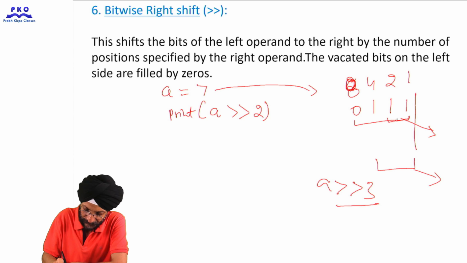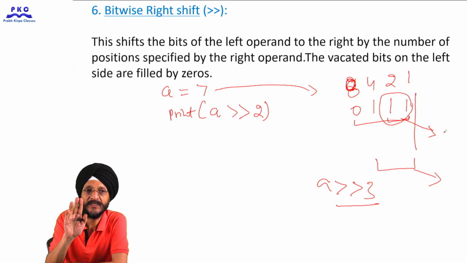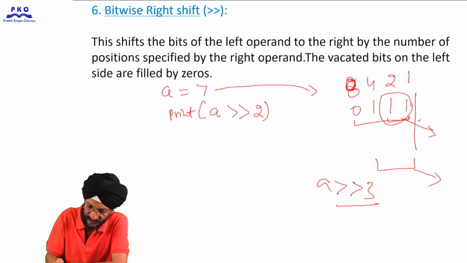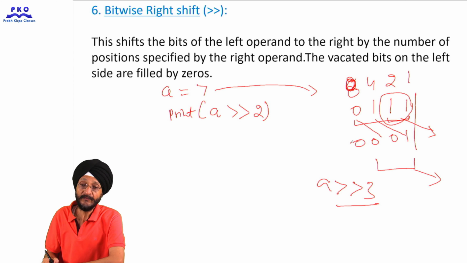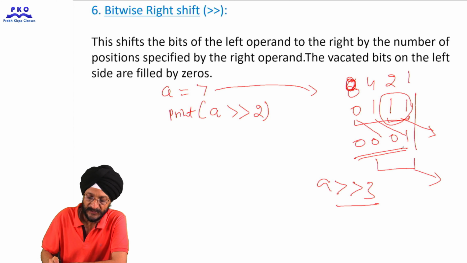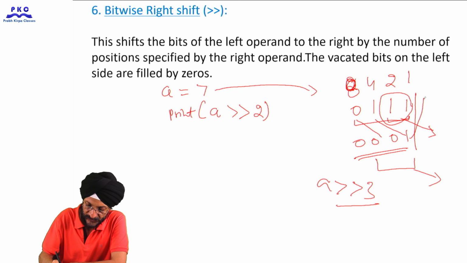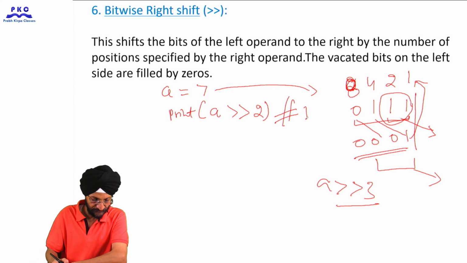So what will happen? Two bits have been taken out, because it is mentioned here, two bits outside. So these are the bits which remain. One has come here, 0 has come here. This is the final result which has come. What is the value of these bits? It is simply 1. So the output is 1.